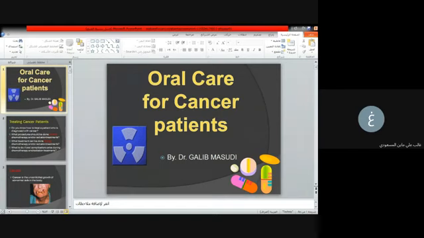Try to schedule dental work a few days prior to chemotherapy. This is the time when the patient feels best. After treatment, they are weak.